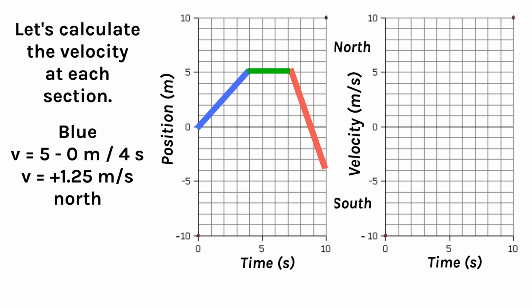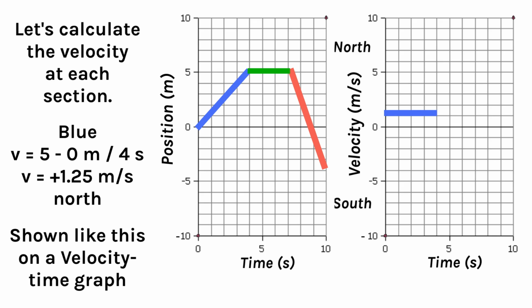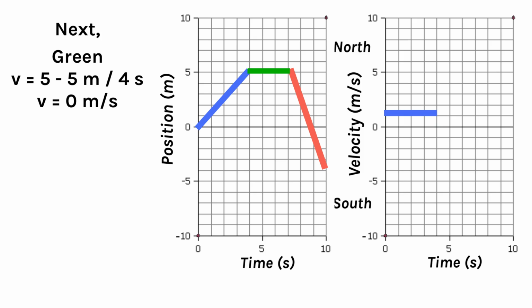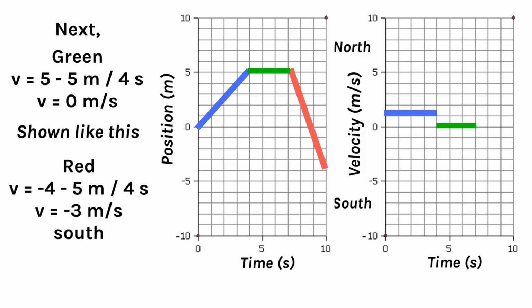In blue, it starts at 0 and goes to 5 meters in 4 seconds, giving it a velocity of 1.25 meters per second north, shown like this on a velocity time graph. Next, at green, it starts at 5 and stays at 5 meters for 4 seconds, giving a velocity of 0 meters per second, shown like this. And red starts at 5 and goes to negative 4 meters in 4 seconds, giving it a velocity of negative 3 meters per second south.